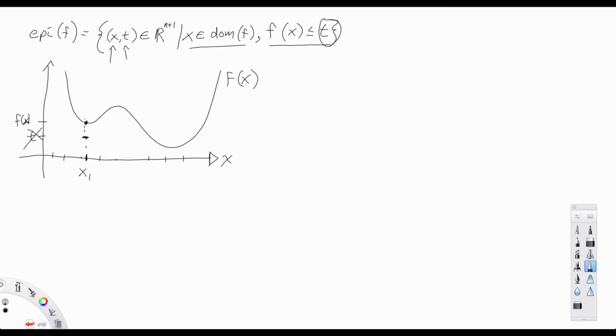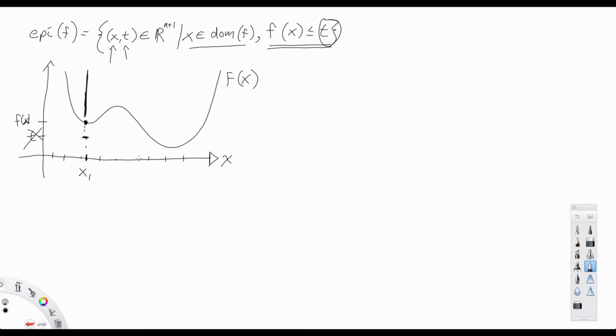But if we keep going up, then the first point that is in the epigraph is the point that's on the function line. And then if we keep going up in value for t, then these points are also in the epigraph because those values are larger than the value of f of x at this point x1. So everything up above is in the epigraph of f.